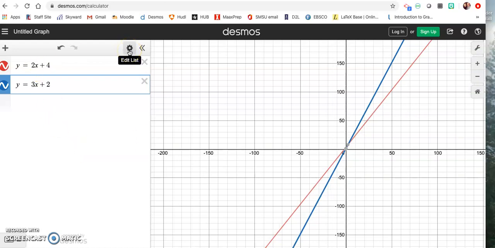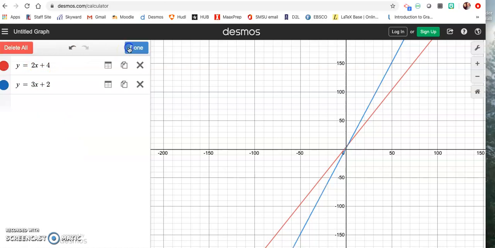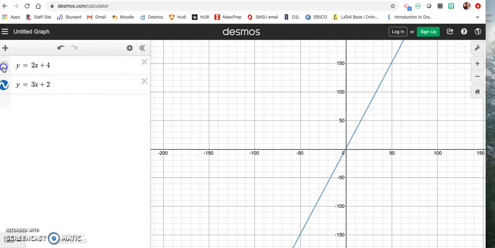Another thing that's kind of nice is you can go to this edit list and you can change the colors if you want, and you can make them a dotted line or a purple line. That's nice if you have a lot of graphs and you need to change them. The other thing you can do is click this and it will turn the graph off. So if you just want to look at one graph, you can do that and not have to look at both at the same time. And you can turn them all off, and turn them all back on.